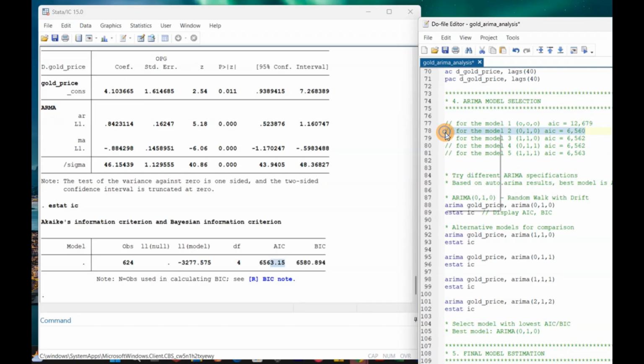Even though we are still regarding yesterday's gold price, the ARCH information is not keeping changing, right?